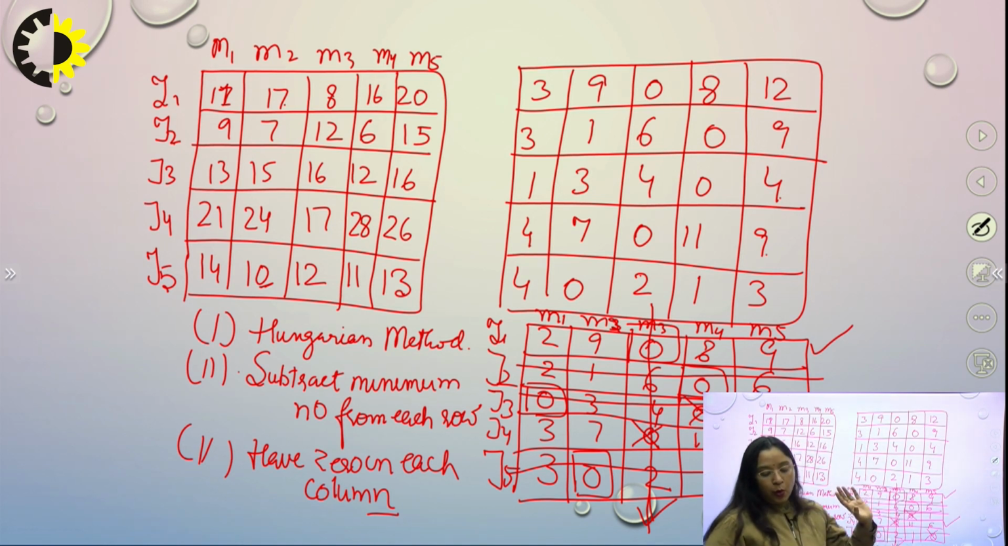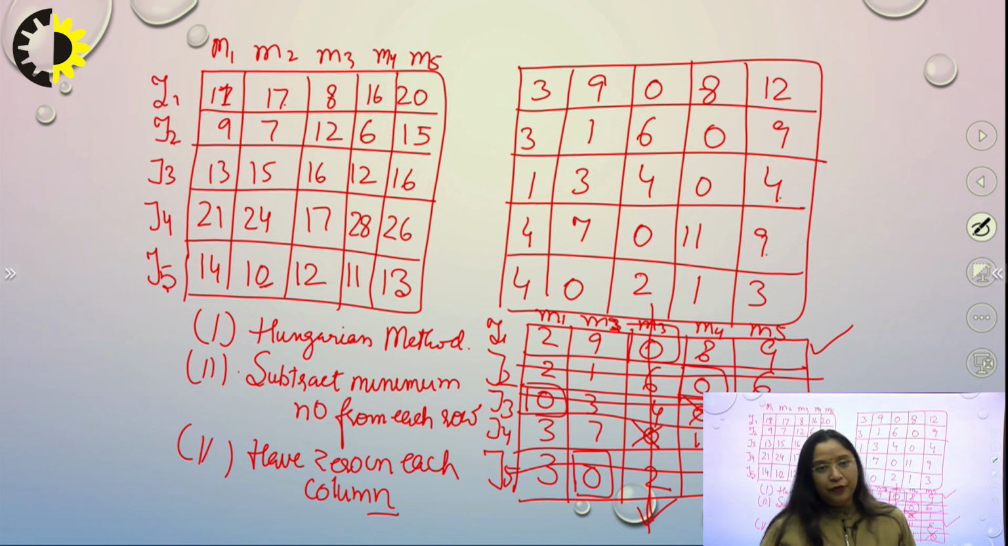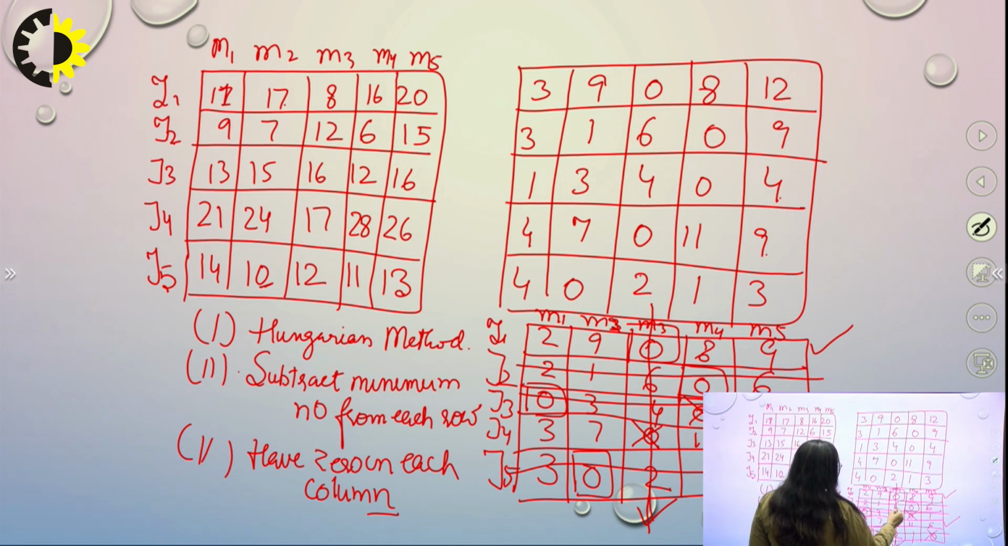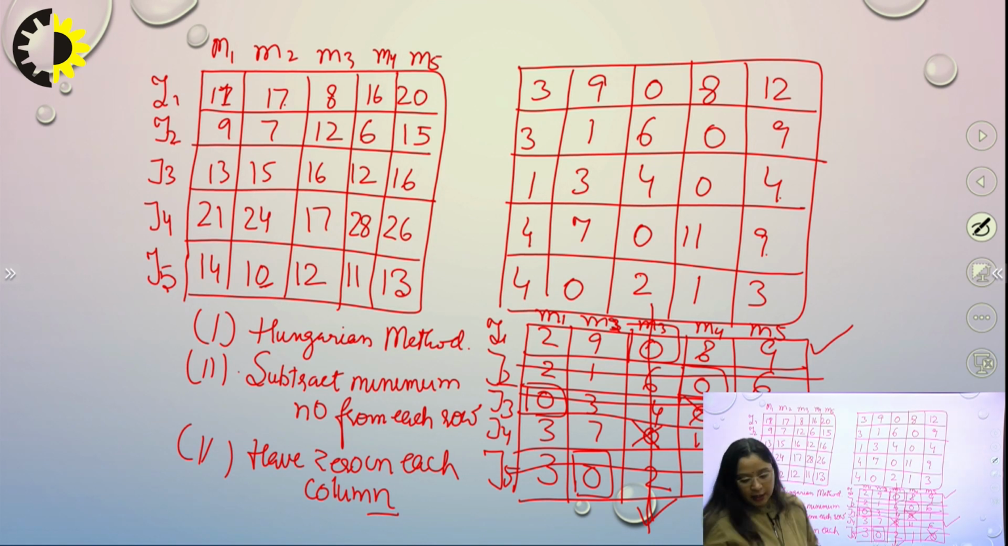So what will we do? We will subtract 2 from every uncovered element, and we will add 2 to the intersection points. Intersection points like this, this and this. Now I will make another matrix of this.